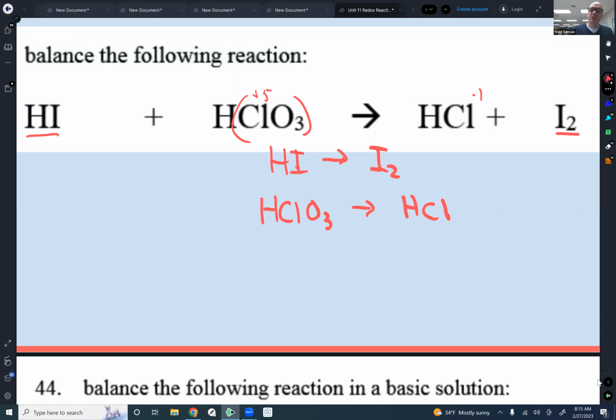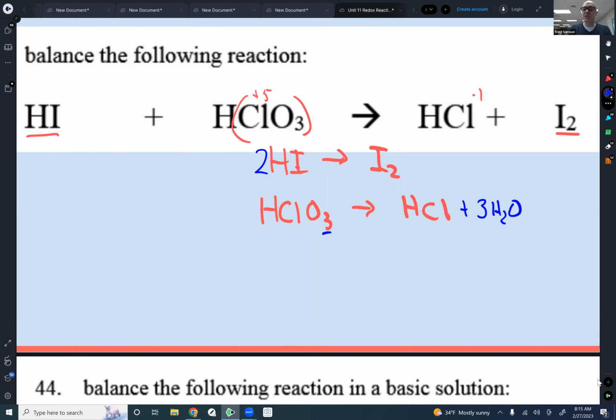All right, step 2, balance elements that are not oxygen or hydrogen. I got to put a 2 here. That's the same process we did before. Down below, the Cl's are already balanced, so we don't have to touch them. Step 3, now balance my oxygens by adding waters. So I got to add 3 waters over here to get the 3 oxygens that are here.